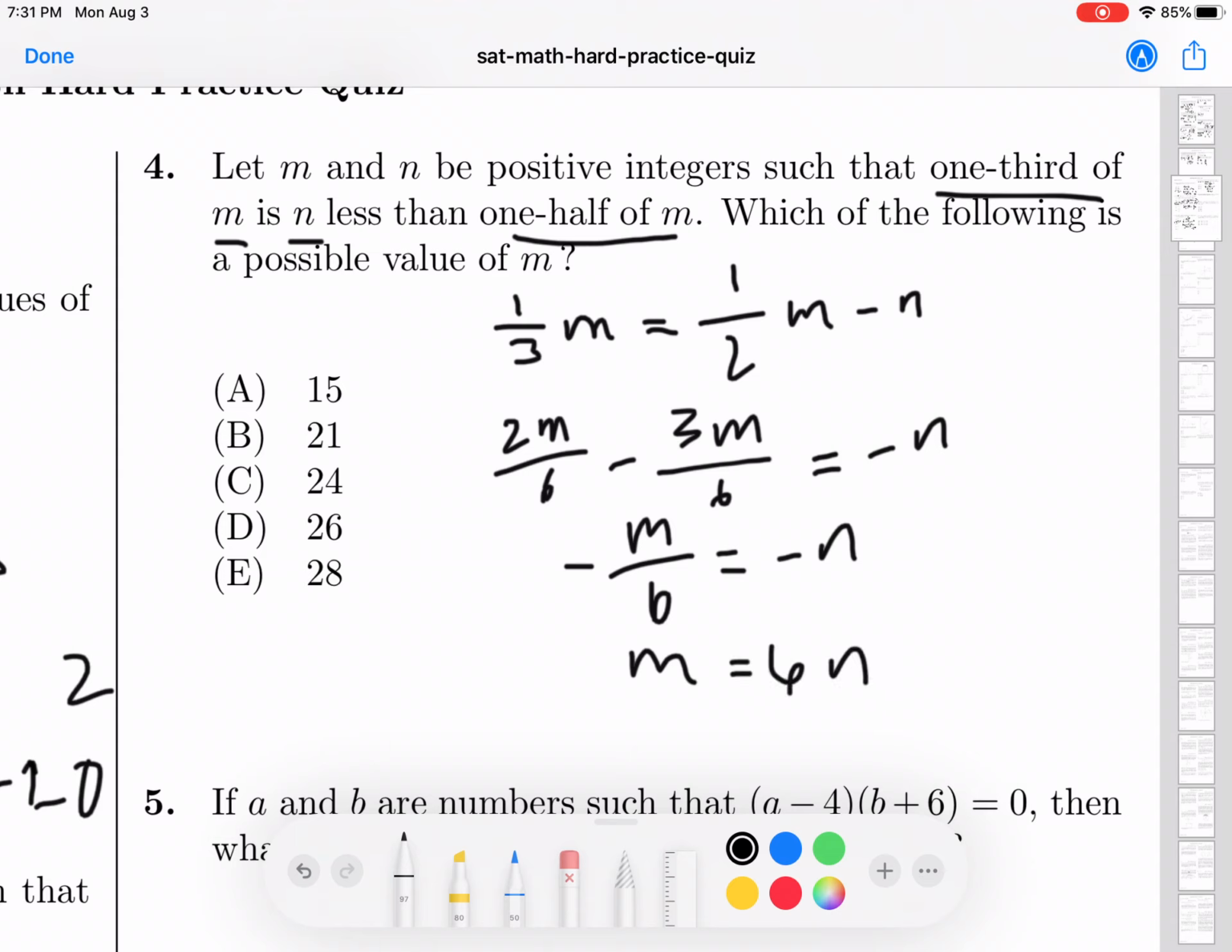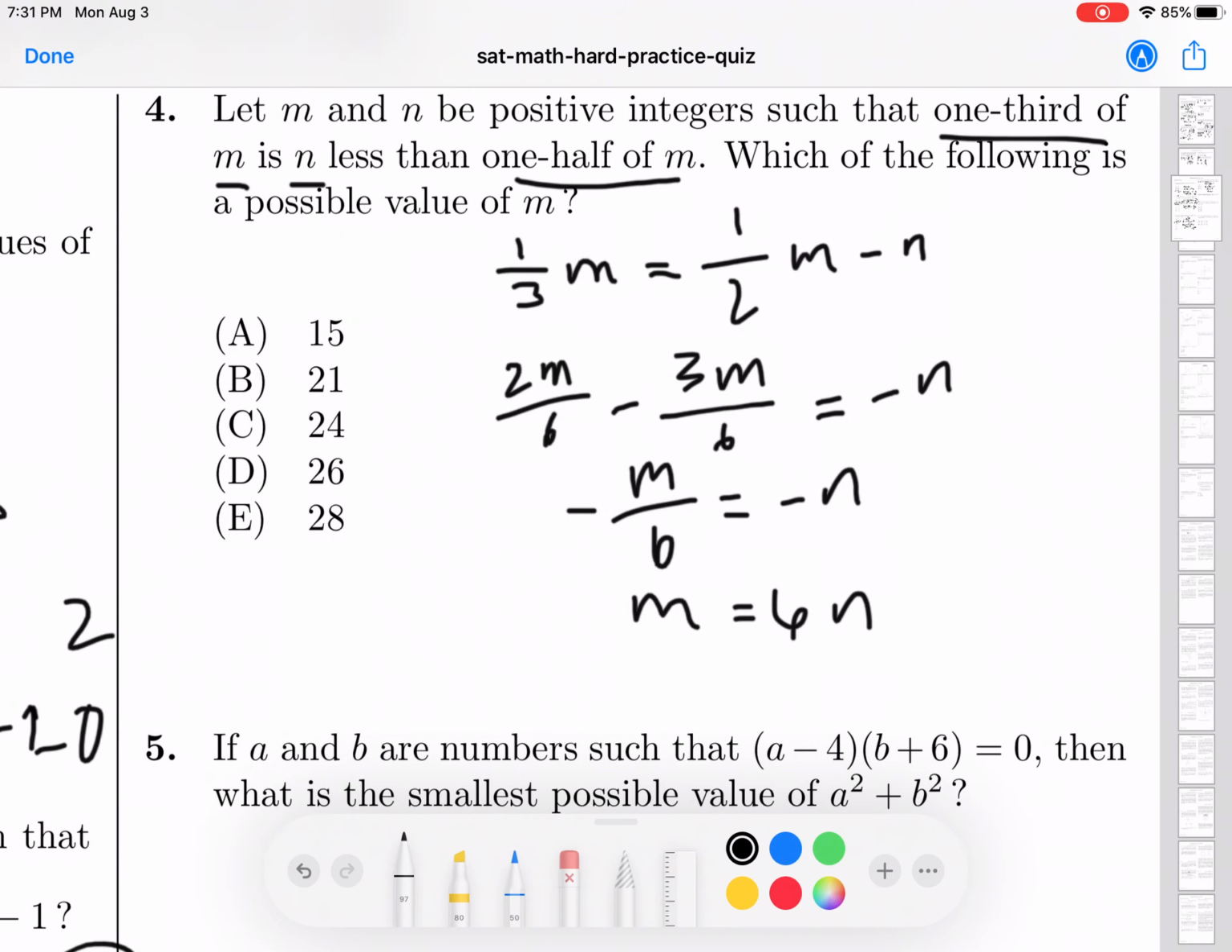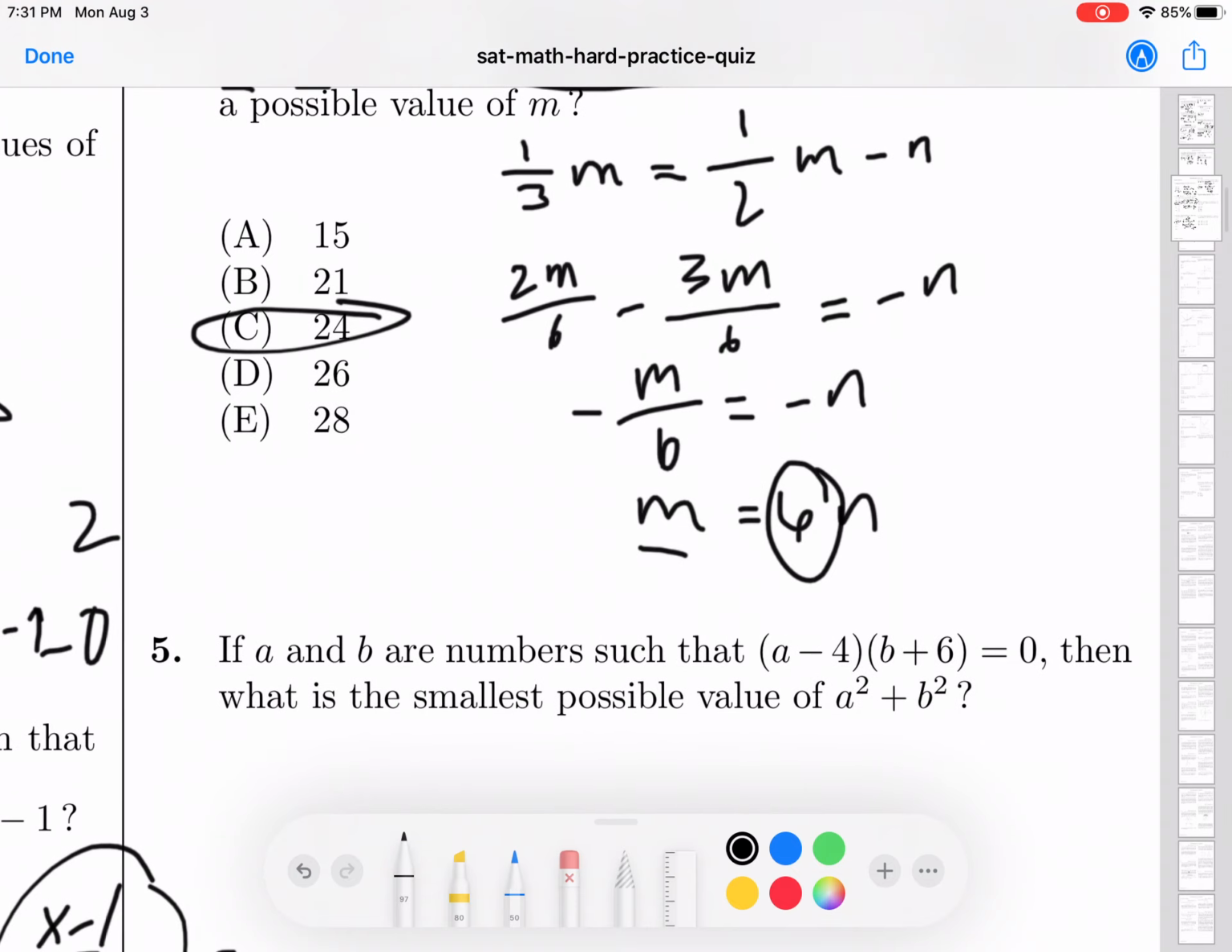Now we can't find the exact value of m because there can be several, but we know that it has to be divisible by 6 because these are positive integers. The only option in this list is 24, because that is divisible by 6.